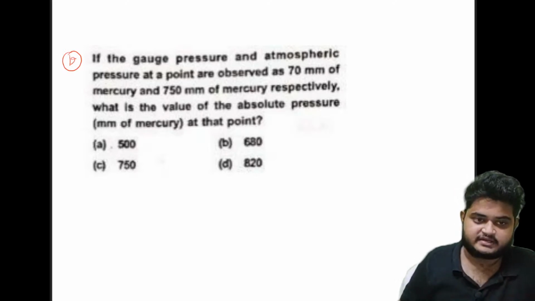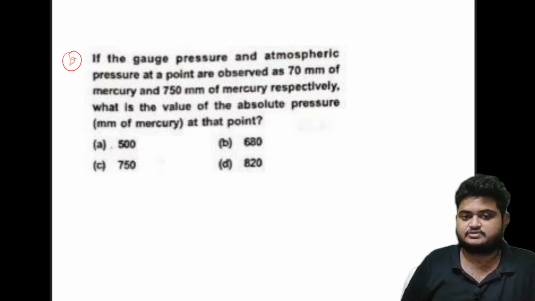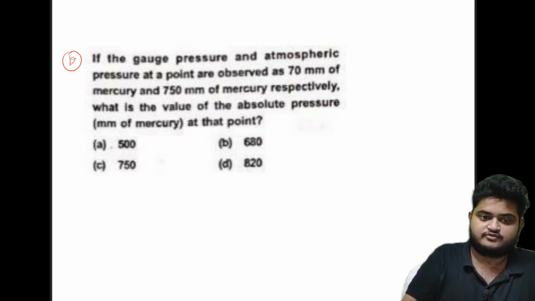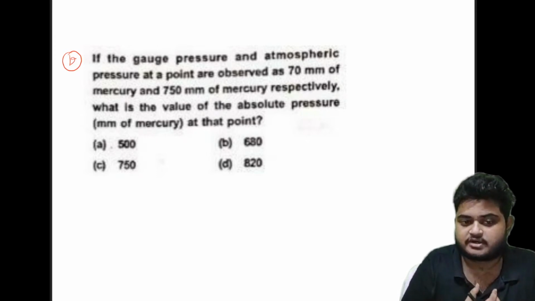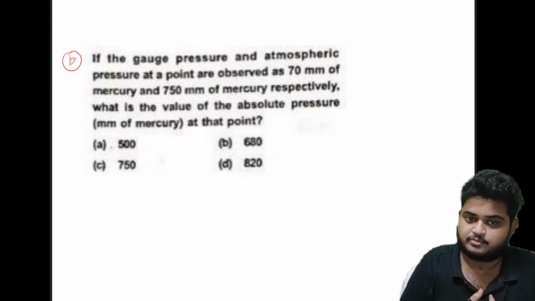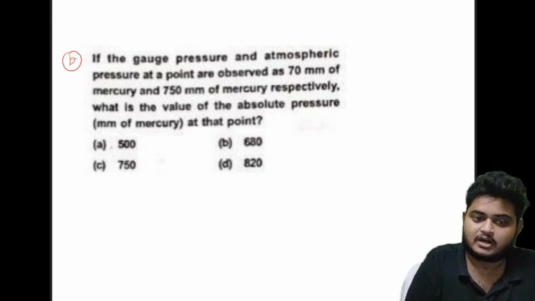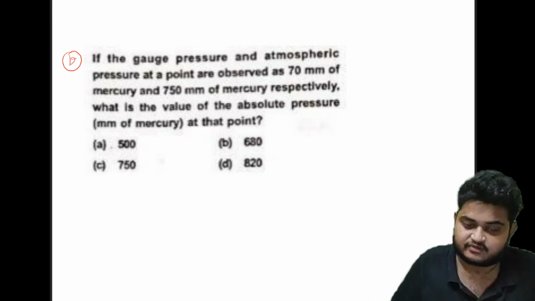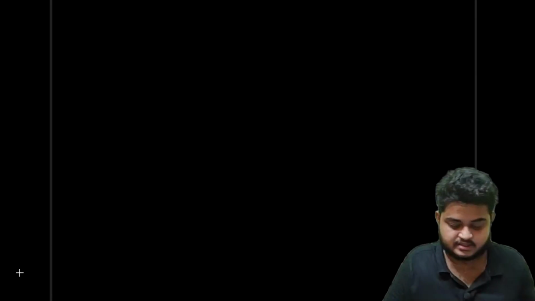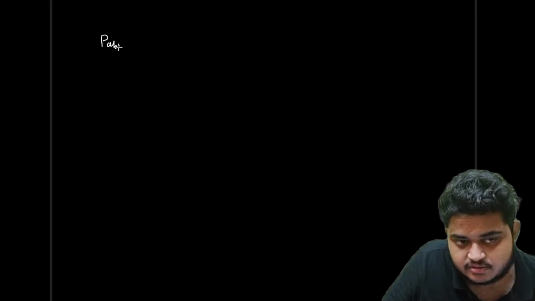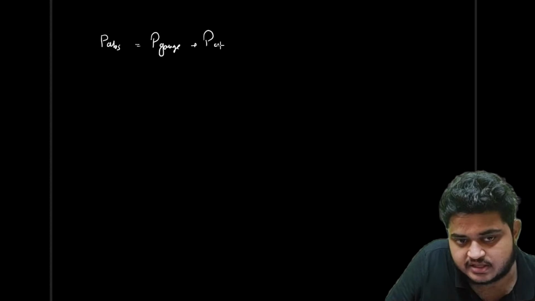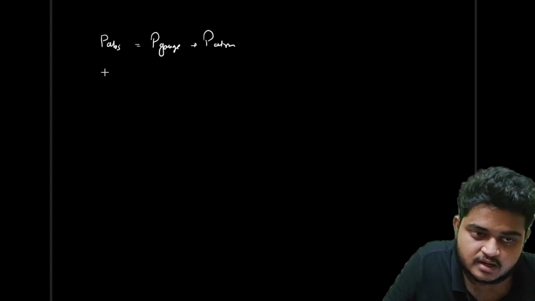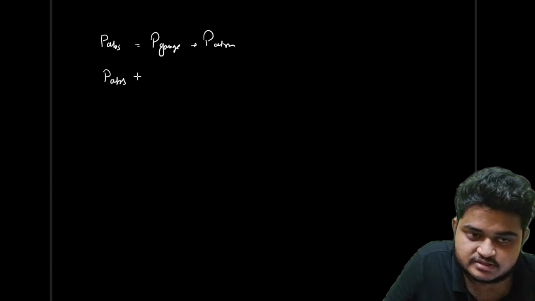Now next question, if the gauge pressure and atmospheric pressure at a point are observed as 70 mm of mercury and 750 mm of mercury respectively, what is the value of the absolute pressure? So we need now to calculate absolute pressure. So P absolute is equal to P gauge plus P atm. We already know the relationship.